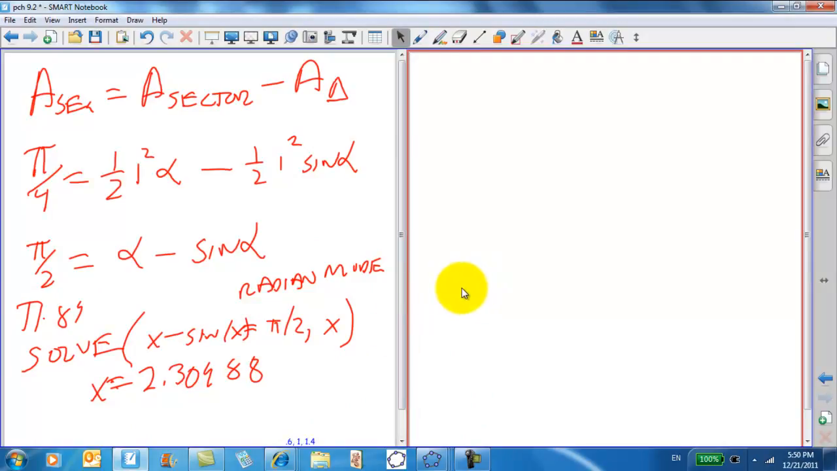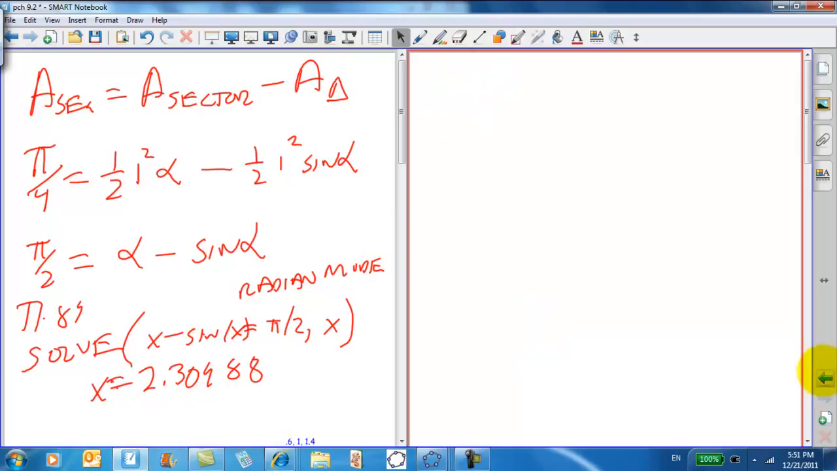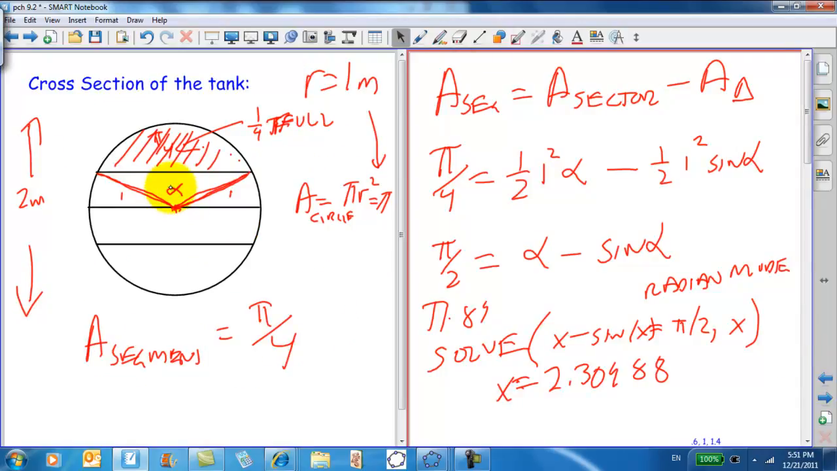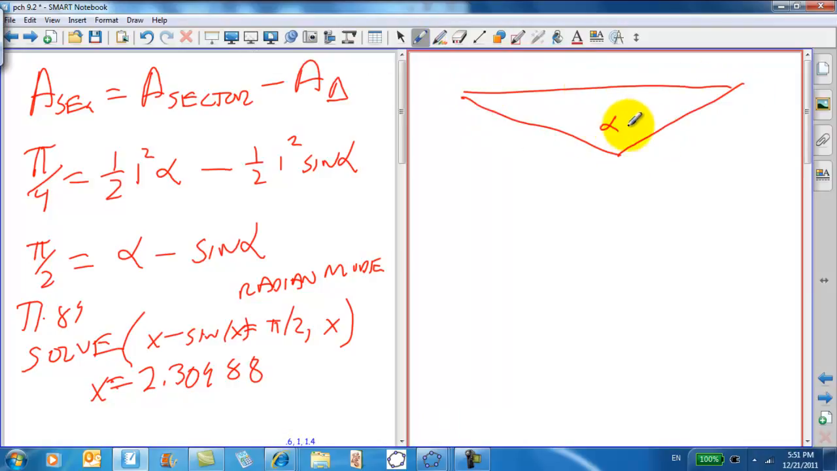All right, let's get back to the problem itself. Here we are back at the problem now. Recall that we found this angle alpha, and I'm going to cut this in half because it's an isosceles triangle, so we can do our right triangle trig to figure out what that height is in the tank. So I'm taking this bigger triangle, which has this 2.3, this alpha in here. I'm going to cut it in half and just look at alpha over 2. So when we cut alpha in half, we get half of that, about 1.15. And we know this is 1, and we want to find this little height y here.